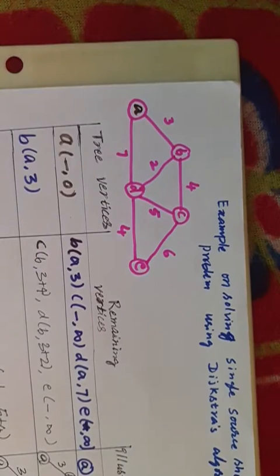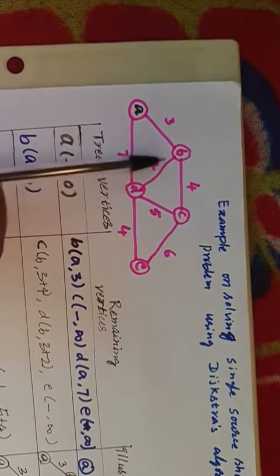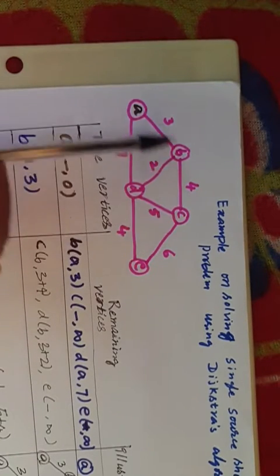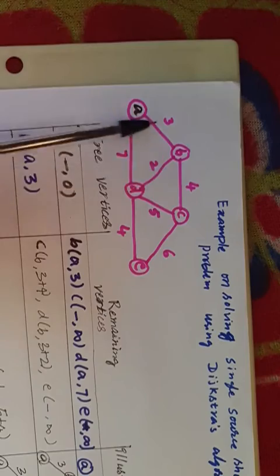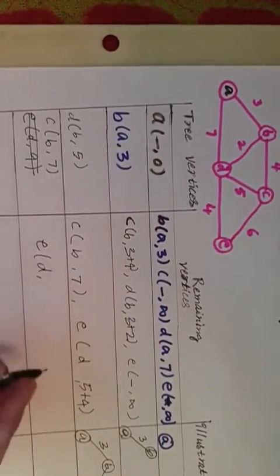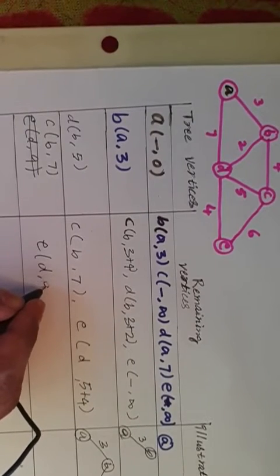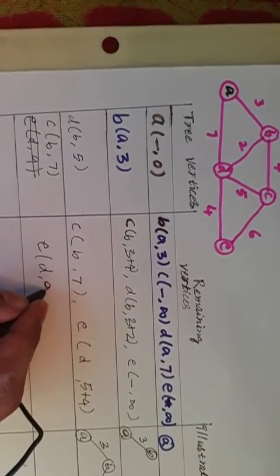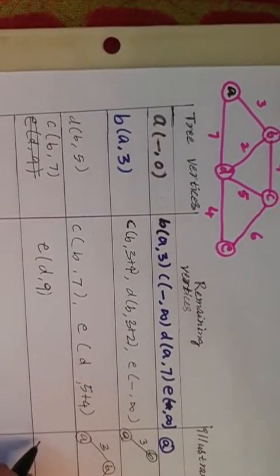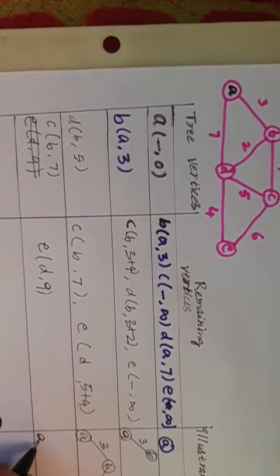Now at present I am reaching A from E with the cost 9. 4 plus 2, 6. 6 plus 3, 9. But if I follow this path, the ECBA path, then the cost will be 13. So 13 is not the best one, so let me retain the cost 9 only. Okay, so now let me insert C into the tree.